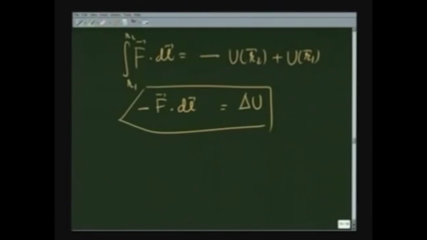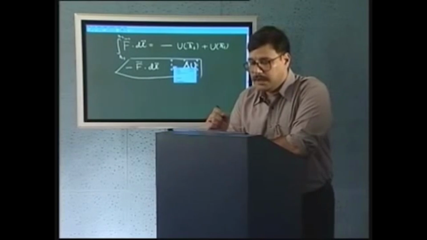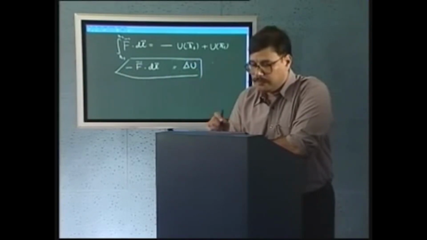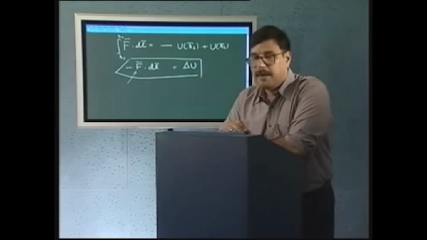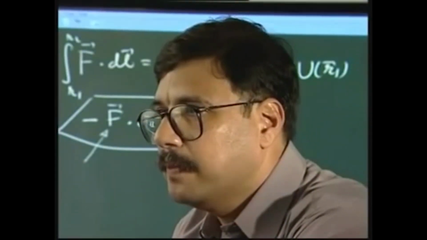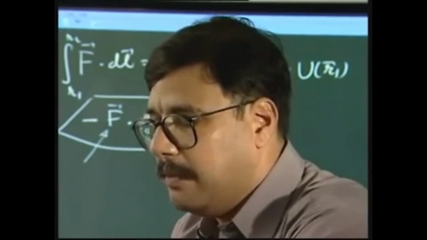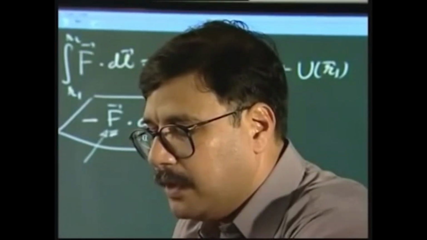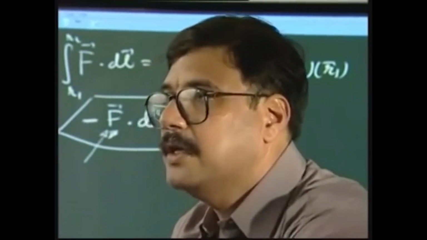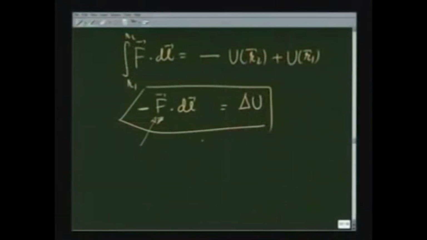The way I interpret this is that the change in potential energy is the work done if I move a particle by applying a force opposite to the force field in which it is moving. For example, if I were to move it in a gravitational field, I will keep it in balance by applying a force opposite to the gravitational field. That is what this negative sign indicates. And the work I do, not the force field, but the work I do in moving the particle, is equal to the change in the potential energy. That is the interpretation of potential energy.